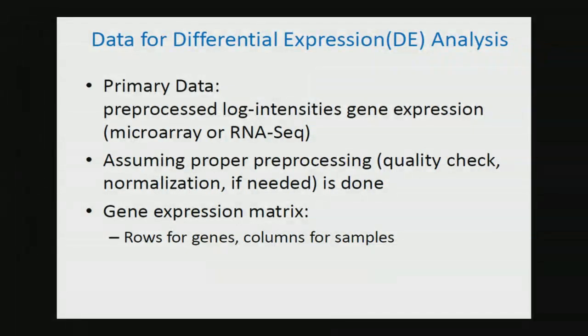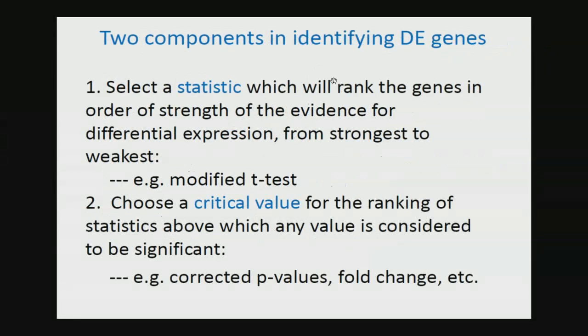Yes. So make sure what you get is properly normalized, QC corrected for batch effect. Then you perform all the next steps, the differential expression analysis. There are actually two major components when we try to identify differentially expressed genes. First, we select a statistic which will rank the genes in order of strength of the evidence for differential expression, right? From strongest to the weakest.